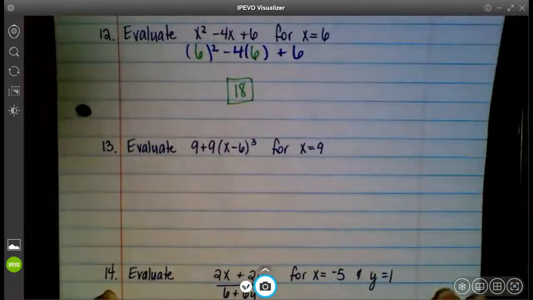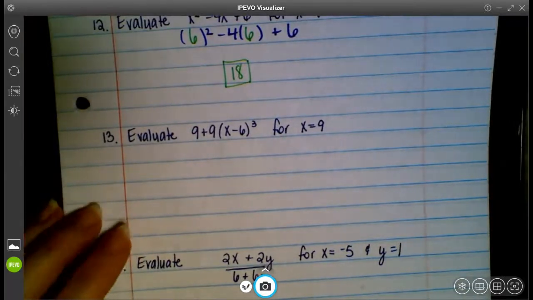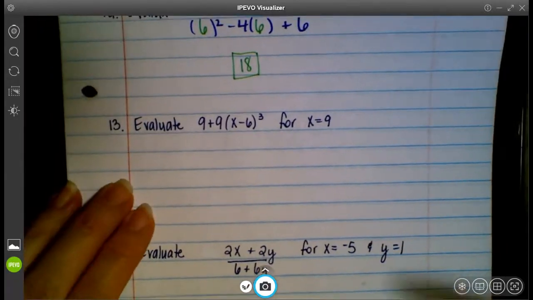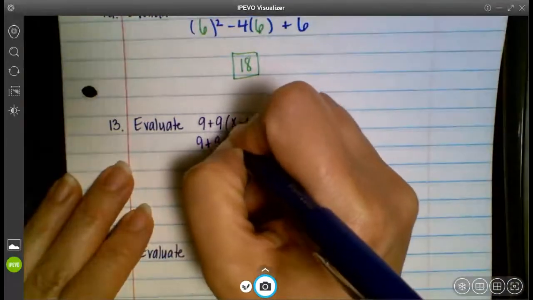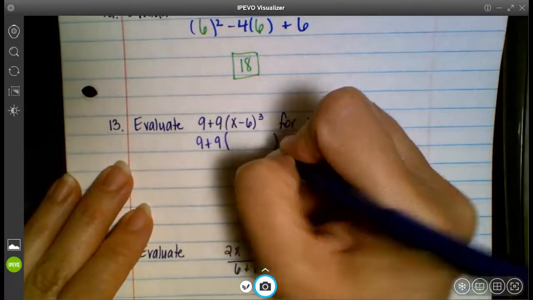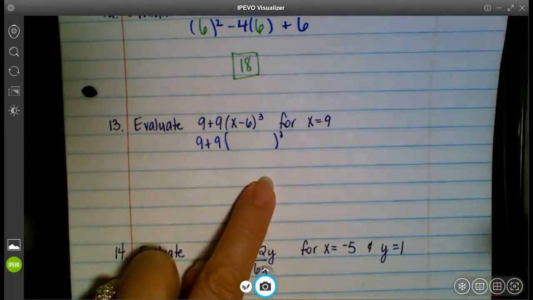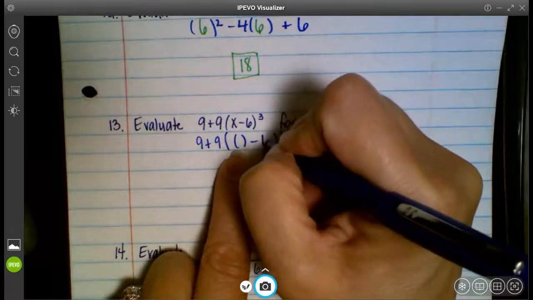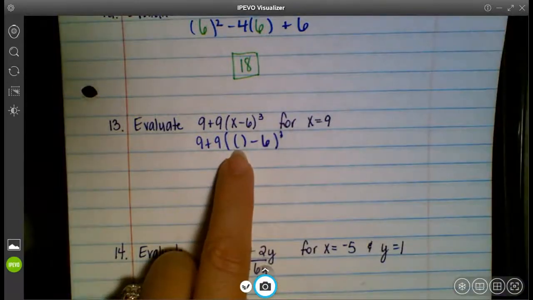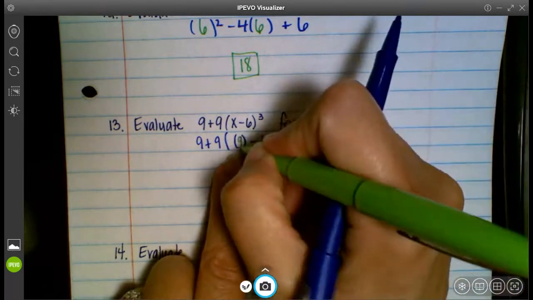Number 13, evaluate 9 plus 9 times x minus 6 to the third power. So, 9 plus 9. Now we have this parenthesis, the big parenthesis, that's to the third power. But then we're going to put an empty parenthesis there for the x minus 6. The empty parenthesis gets filled in with the value of the variable, which is 9.